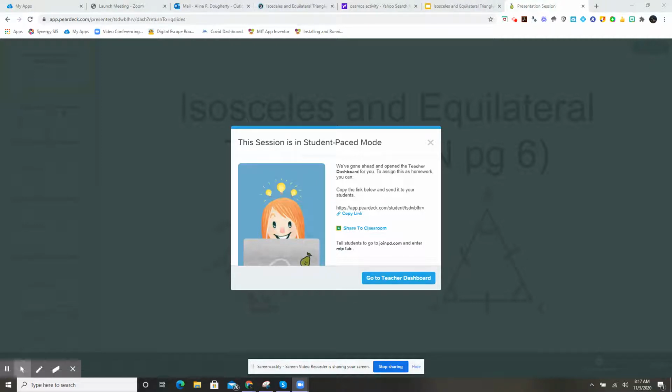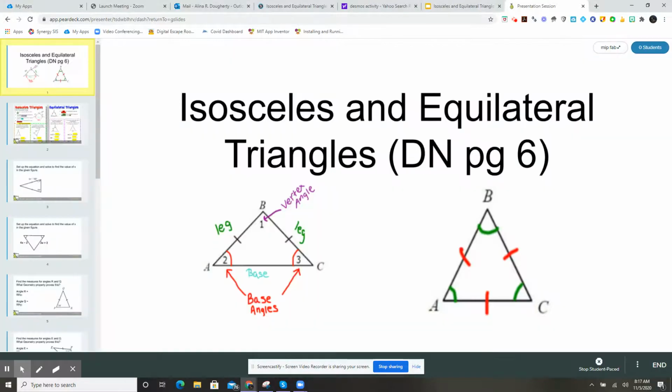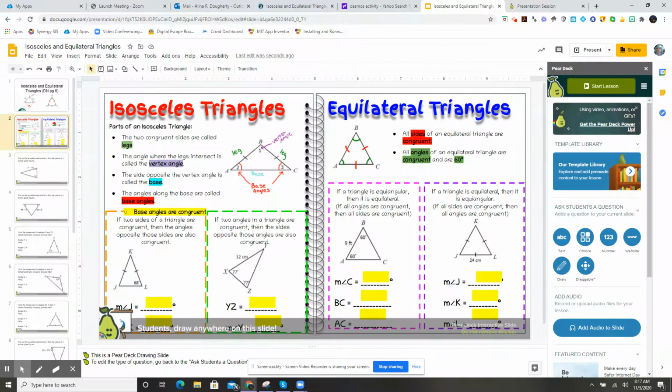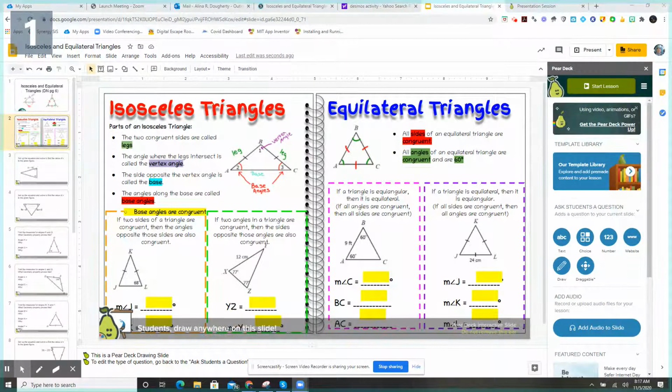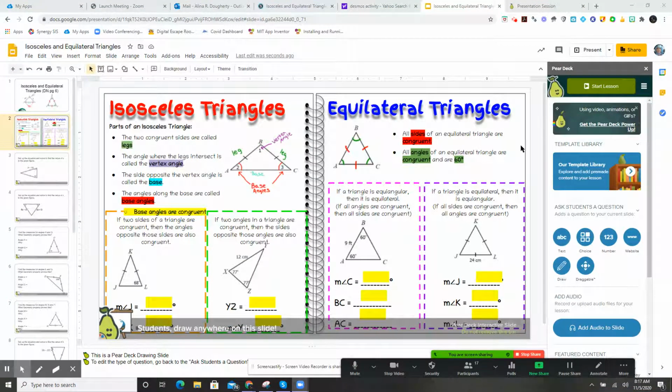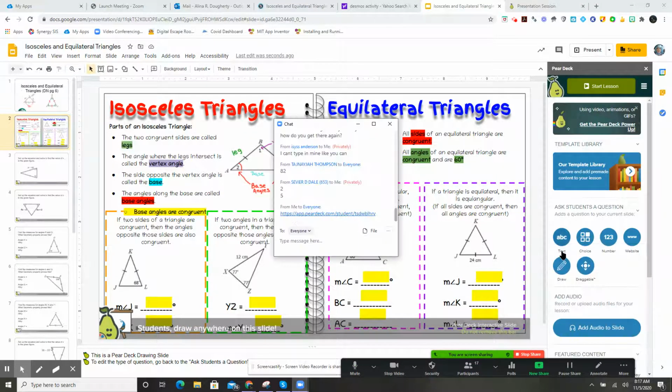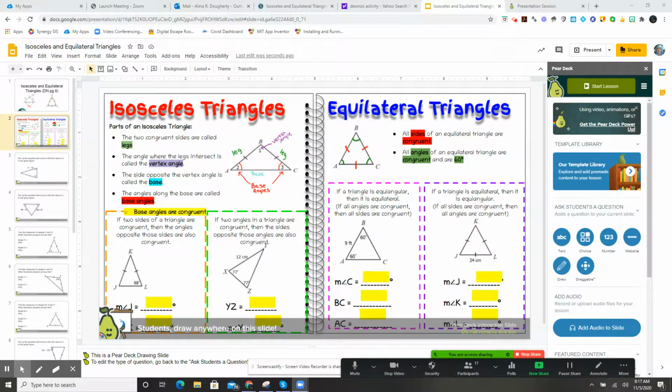This is your brain break. Okay, there's your pear deck. I am going to share my screen and talk through the first couple of slides. So you can do it in your pear deck if you want. Okay, can everybody open the pear deck? Everybody see it? It's a mystery why sometimes I can see the chat and sometimes I can't.